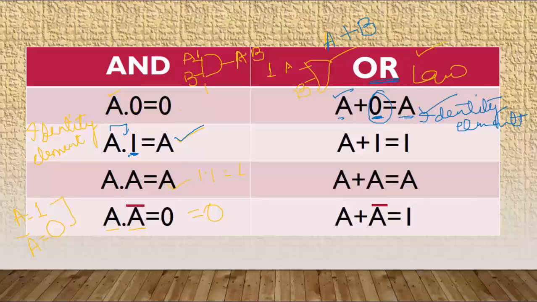Now, A plus 1 means, this is a law. So A plus 1 is 1. This you have to keep in mind, because sometimes while solving, you will have a doubt with this. So A plus 1 is 1. A plus A is equal to A, and A plus A bar is 1. That I told you, if this is 1 and this is 0, so this will be 1. This is the complement law. Okay, now next.